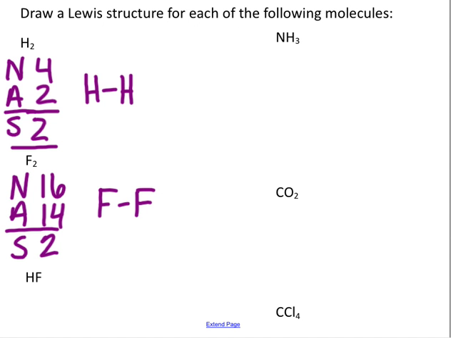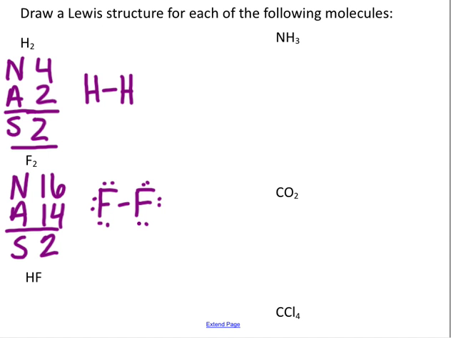So of our available 14, we used up 12. We have 12 to pass around. So I'm going to place them in pairs until everybody's full. 2, 4, 6, 8, 10, 12. Okay?